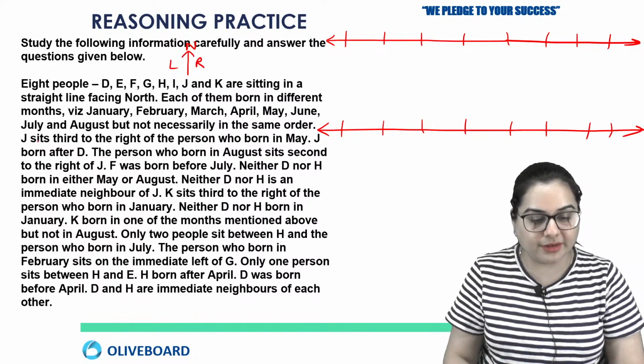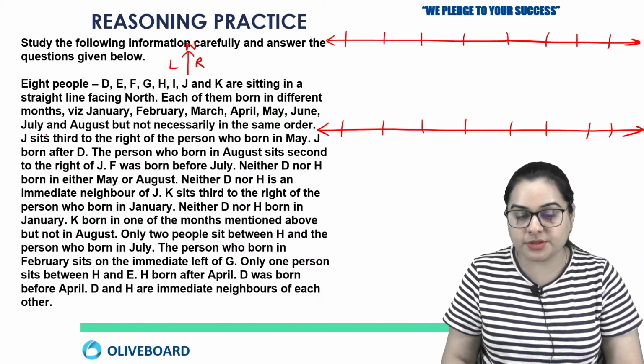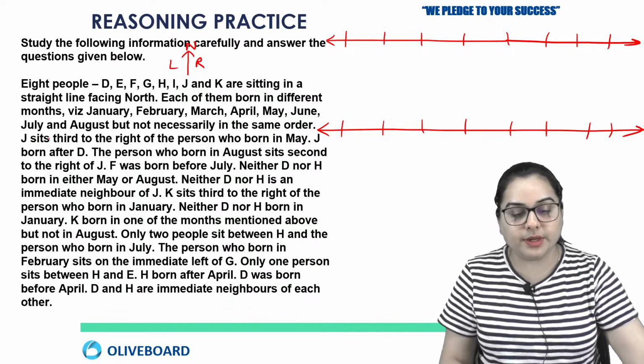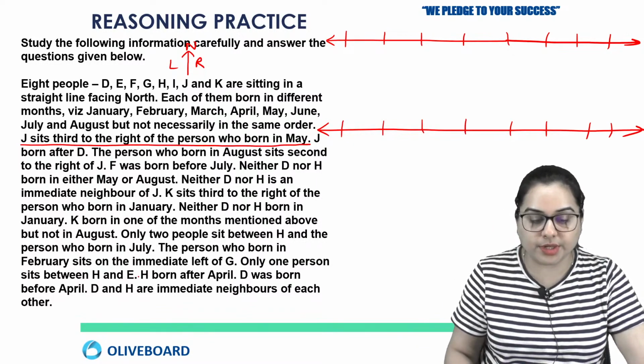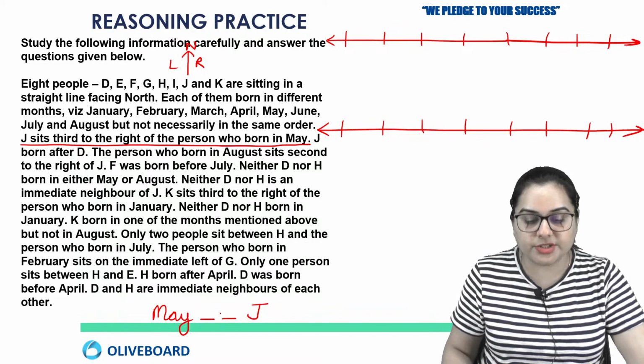Here we have 8 people sitting in a straight line facing north. Each of them is born in different months. So here you have a puzzle and arrangement both. Now J sits third to the right of the person who born in May. So if I start with May, J sits third to the right. On the right side of May, you have to write J.